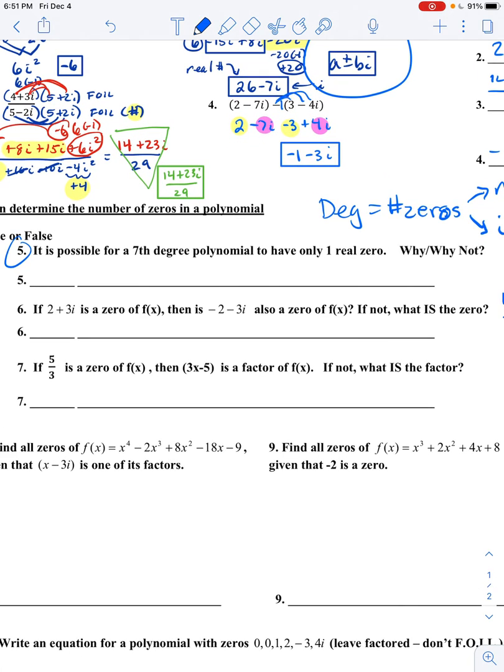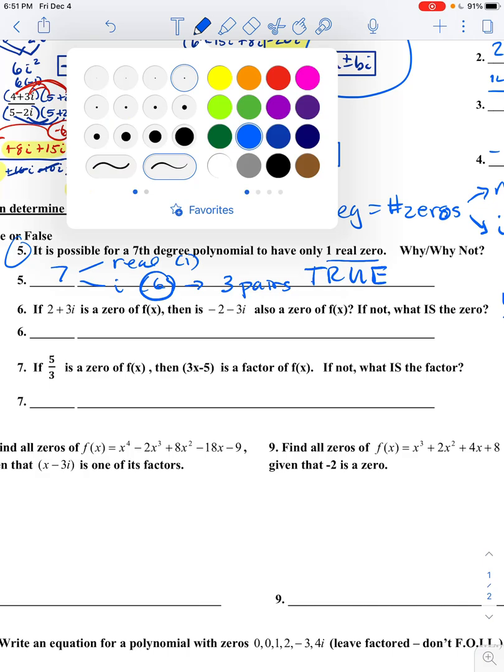True or false? It is possible for a 7th degree polynomial to have only one real zero. That's going to mean that your degree is 7, and if it splits into having one real, that would leave you with 6 imaginary. And since they have to come in pairs, that could be broken down into 3 pairs. So that is true.